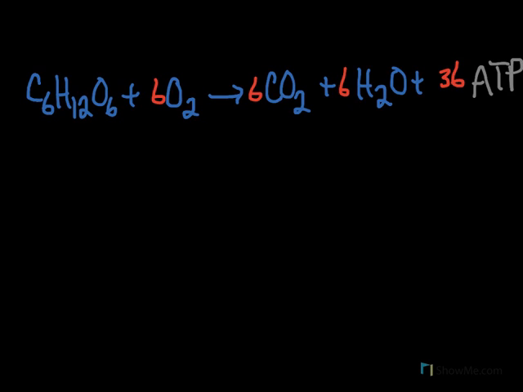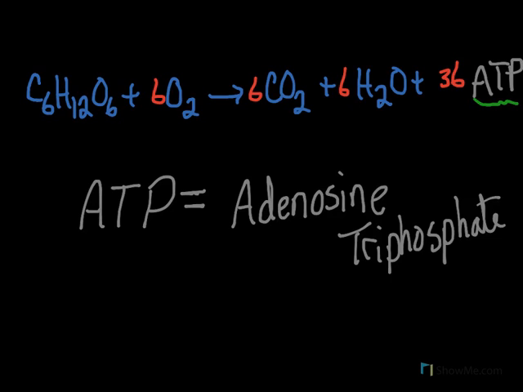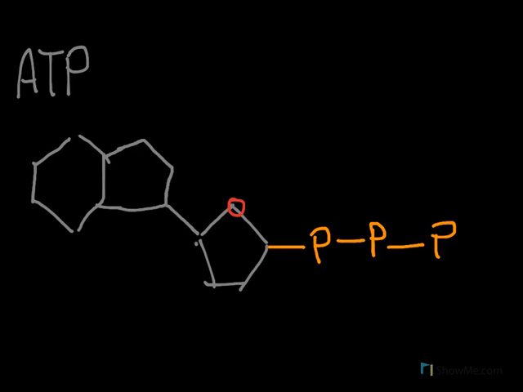So in this part of the video, I want to talk more about ATP, which is over here. ATP is that energy currency that cells use for their everyday processes. So what does ATP stand for? Adenosine triphosphate. Tri meaning three, so it has three phosphate molecules attached to an adenosine molecule.